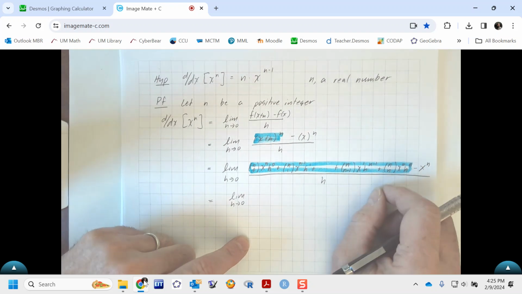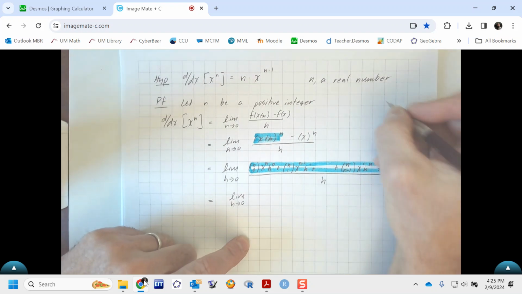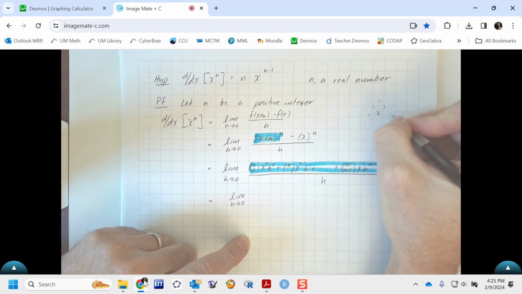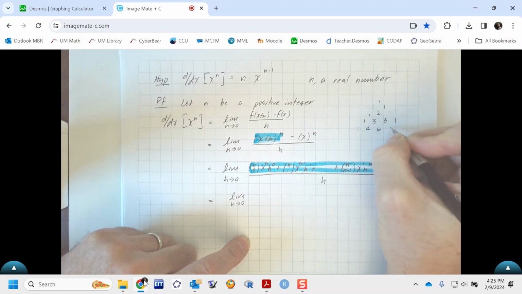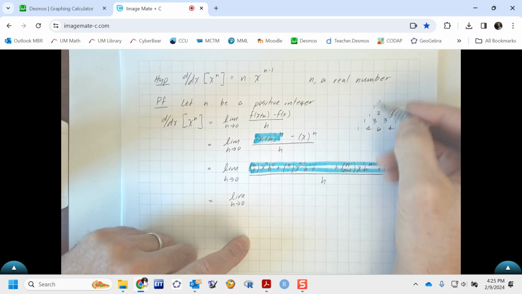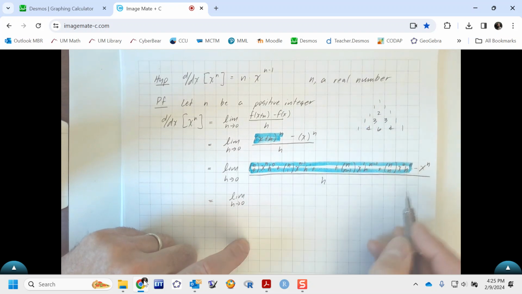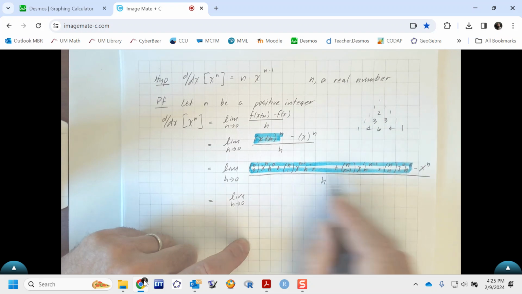But the idea is that if you're in Pascal's triangle, 1, 3, 3, 1, 1, 4, 6, 4, 1. If you've ever seen this before, these first terms, those are these ones. These last terms are these ones. And the terms in the middle, of course, are these middle terms.